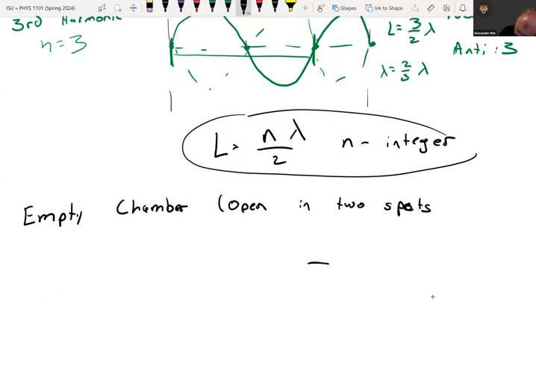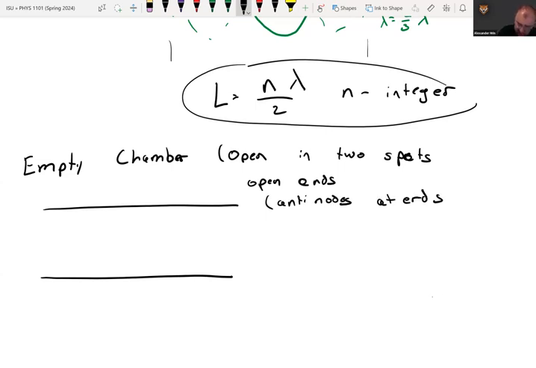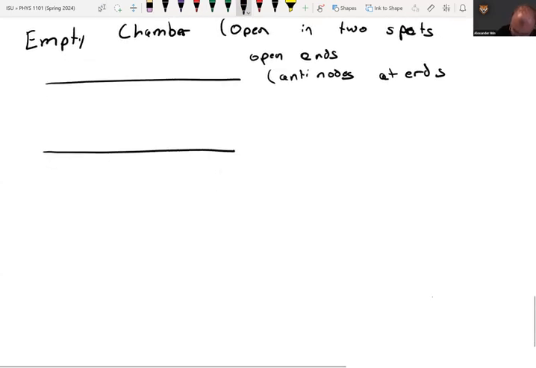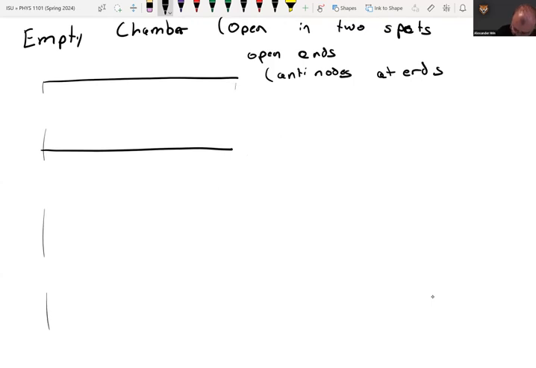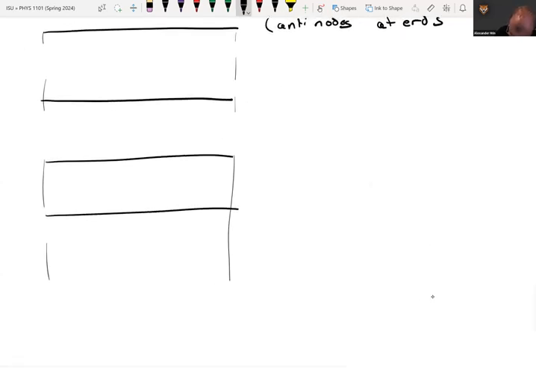I'm going to change this slightly. I want it to be bigger and not quite as long. So basically, what you have now is you have open ends. Now, the only way this changes is that you need antinodes at the ends. Okay. All right. Now, the idea here is that, I'll just do the dotted line again. And I'm going to go through this one quickly, because it's not too different than what we just saw.